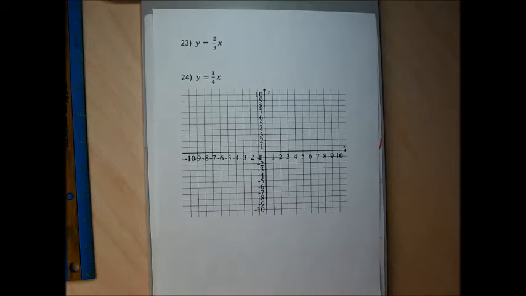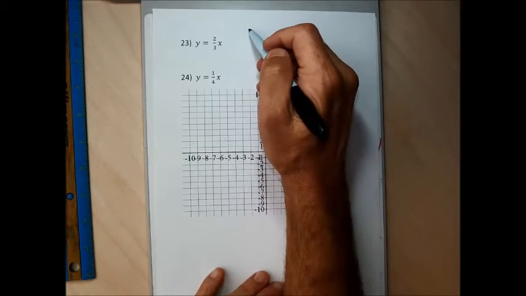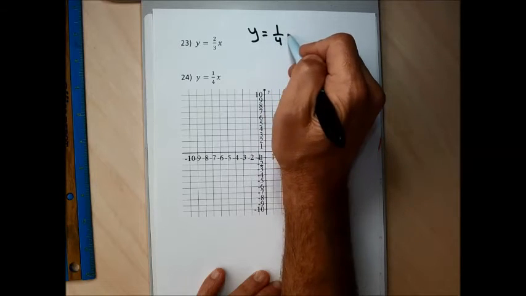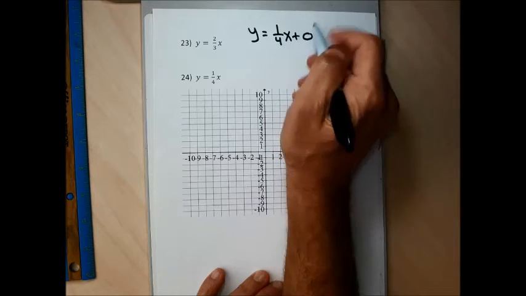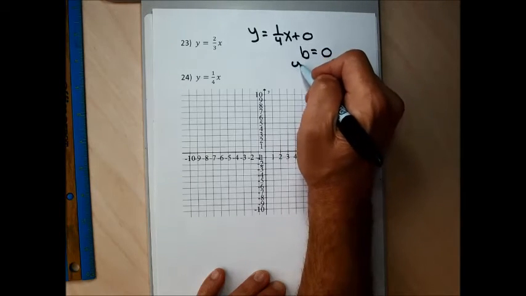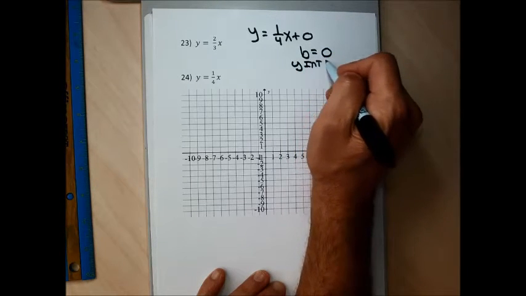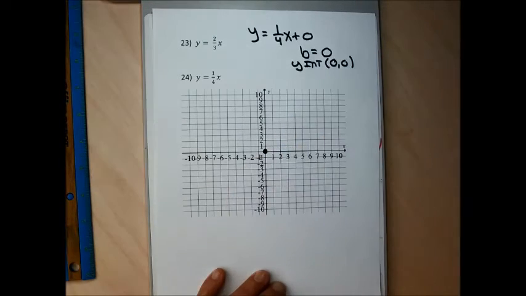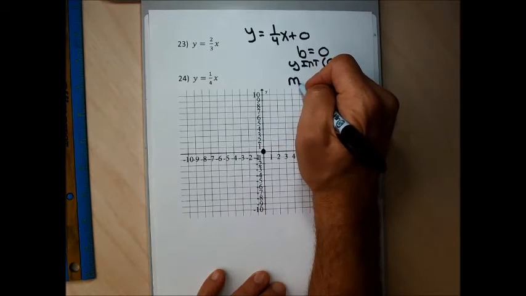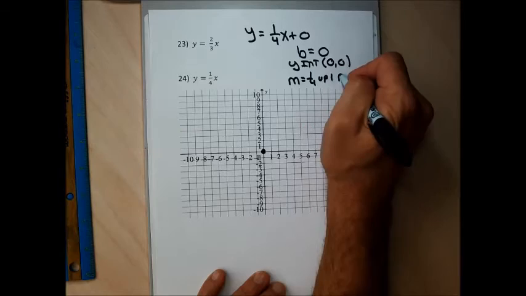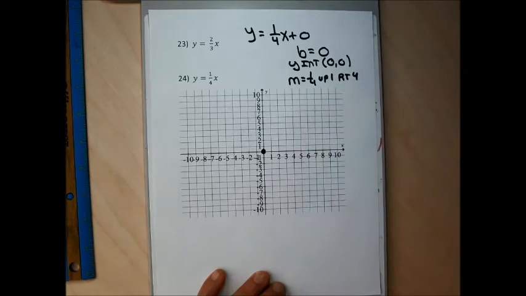Problem 24 is a little bit different because it's not written so nicely for me to get started. I have to think of problem 24 as y equals 1/4 x plus 0. So in this case, the b is going to be 0, so the y-intercept is going to be 0, 0. So I'm going to plot 0, 0. The slope's exactly the same number, so I'm going to go up 1 and right 4 from that point.